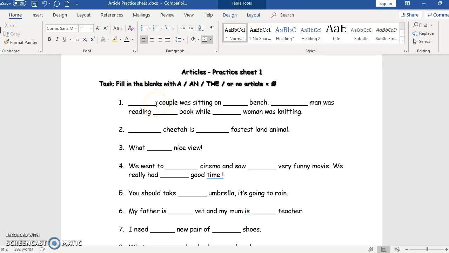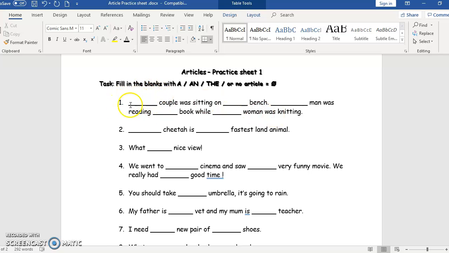Now, I'm going to tell you the first sentence, because you have to fill in where the blanks are. You have to fill in a, an, the, or no article. Now, I'm reading sentence number 1 to you with the articles in it. A couple was sitting on a bench. The man was reading a book while the woman was knitting.